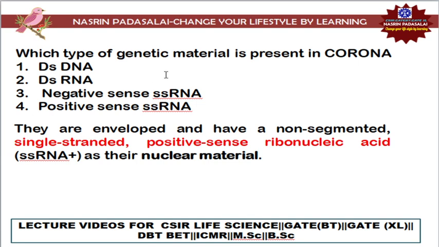Next, which type of genetic material is present in corona? I think this is coronavirus, and this particular question is highly repeated. It was asked last year also. So the correct answer is that the coronaviral genome is an enveloped virus, and they have a non-segmented single strand positive sense ribonucleic acid as their nucleic acid.